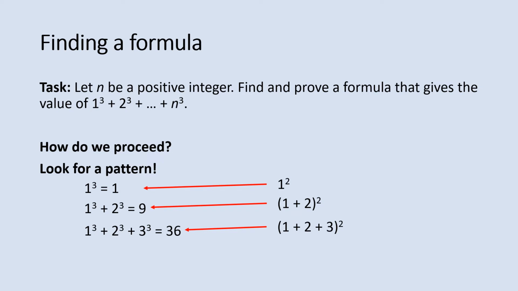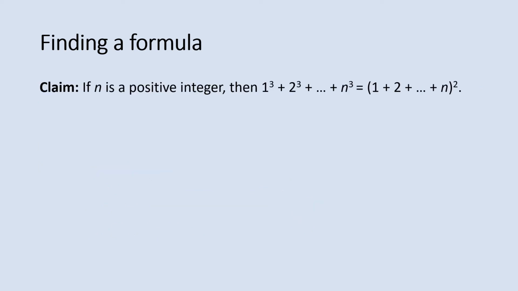And so it looks like we might be onto something here. 1 cubed plus 2 cubed plus 3 cubed is 1 plus 2 plus 3 quantity squared. If this continues, go to the 4 cubed, go to the 5 cubed, and so on, if this pattern continues, then we have a formula. And what we want to do now is, first of all, state that. The claim, our guess right now, actually, is that the sum of cubes is the square of the sums themselves.